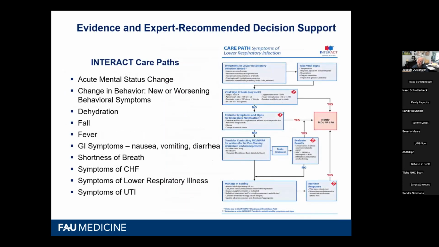So I mentioned we have care paths. We worked hard on these. They're not perfect, but they address 10 of the most common conditions that result in transfer from the nursing home to the hospital, including the ones listed there. And you can see on this care path that all the care paths are kind of structured the same way. There's a definition of what the change is.